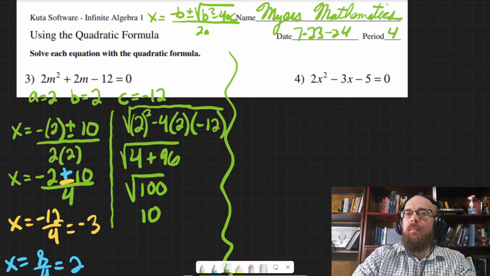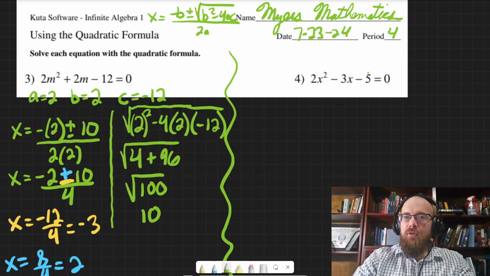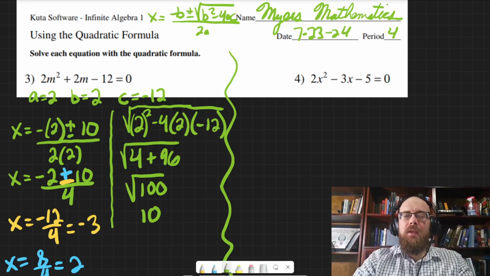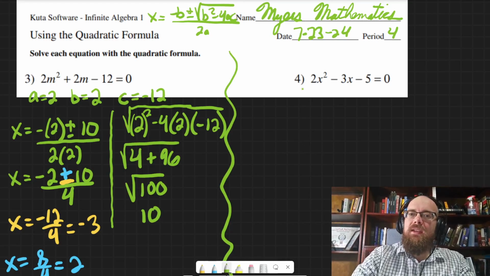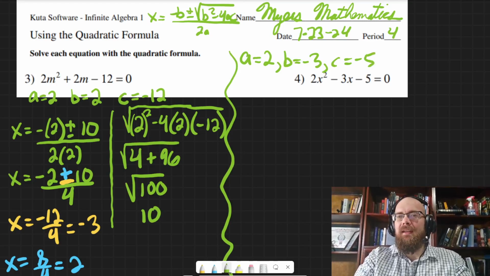Okay, so number 4. This time we can't do that little trick I just mentioned, because 2, 3, and 5 don't all divide by the same thing. If you tried to divide them by anything, something would end up as a decimal, right? So A is 2. So I'll write this off to the side over here maybe. We'll write this above it. I have space for it. A is 2. B is negative 3. C is negative 5. Right? Always include that minus sign as a negative. Be really careful with that.